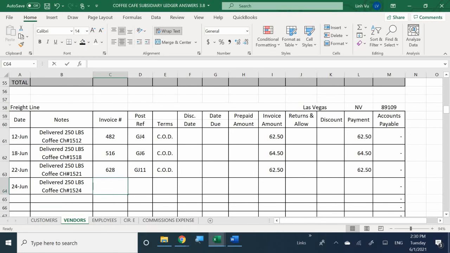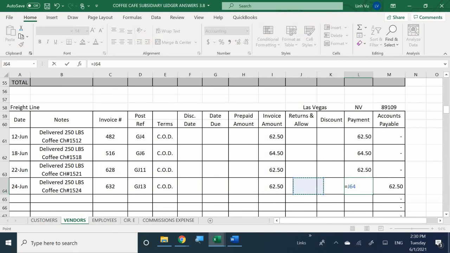What was the invoice number again? 632. GJ13. Terms were COD. Let's see, let me pan over here. Under invoice amount, I put 62.50. For payment, I put 62.50, which shows a zero balance. Good. And then we're finished with that transaction, and that general journal will be going to page 14. Perfect.